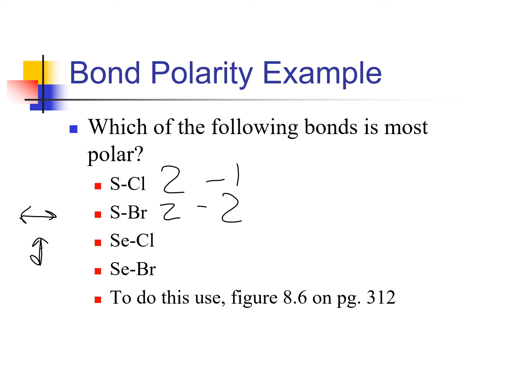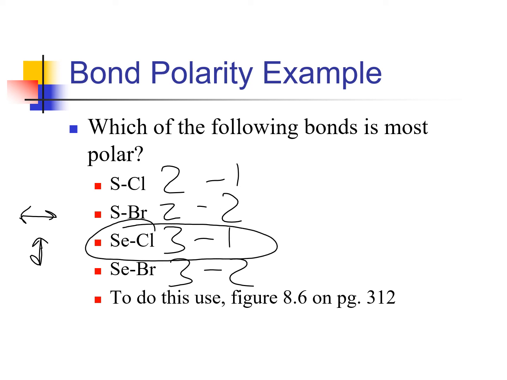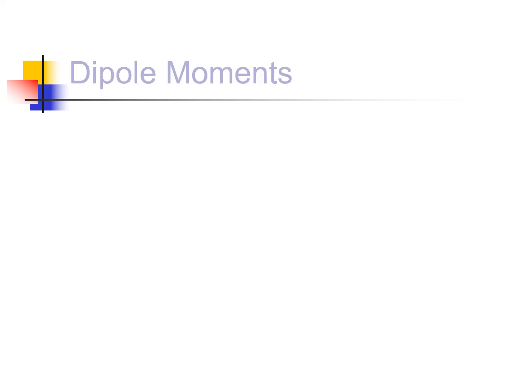Selenium, chlorine: it looks like selenium is down 2 and left 1, so that would be a 3. Chlorine is 1 away. And selenium, bromine: selenium is still 3 away, bromine still 2 away. So the most polar one would be the biggest difference, so I would guess the selenium-chlorine bond should be the most polar, but again, I'd want to double check by looking up the values.